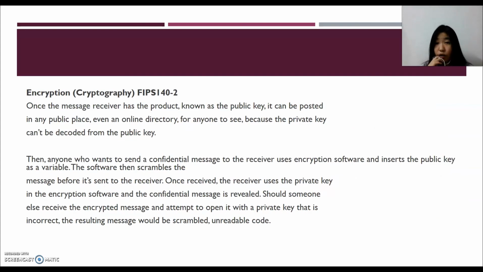Lastly, encryption and cryptography for FIPS 140-2. Once the message receiver has the product, known as the public key, it can be posted in any public place, even an online directory for anyone to see, because the private key cannot be decoded from the public key. Then anyone who wants to send a confidential message to the receiver uses the encryption software and inserts the public key as a variable. The software then scrambles the message before it's sent to the receiver. When received, the receiver uses the private key in the encryption software and the confidential message is revealed.